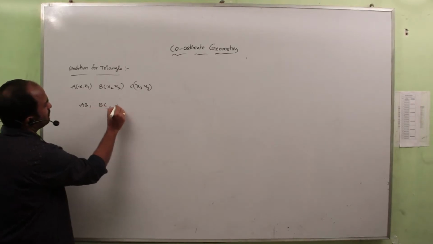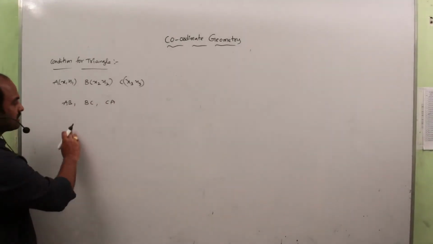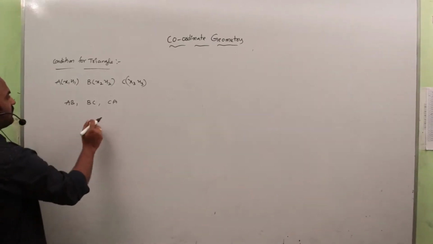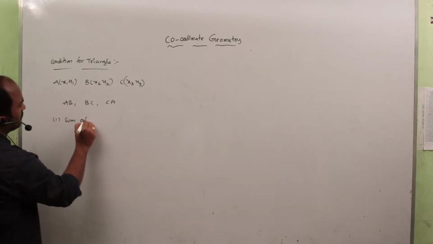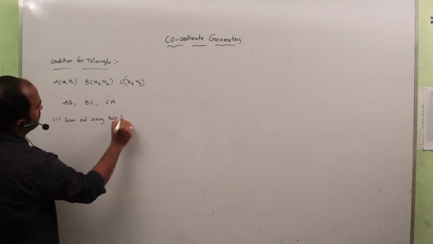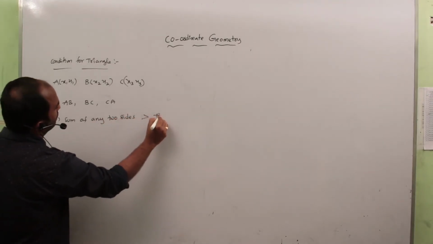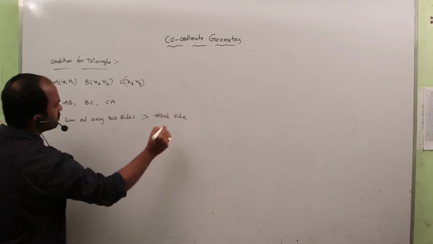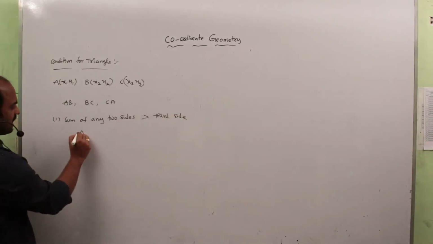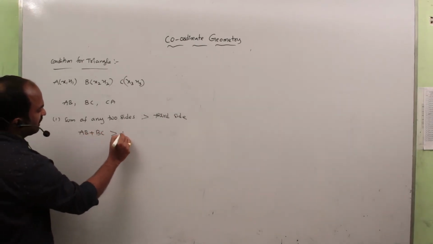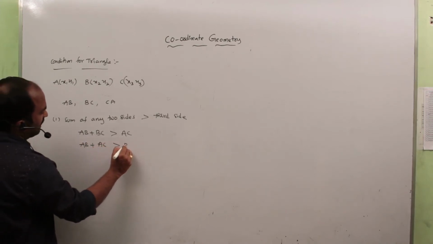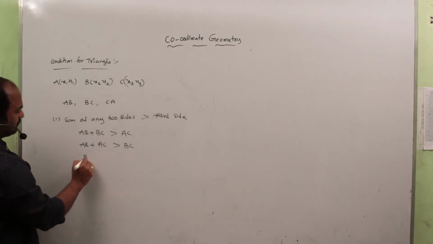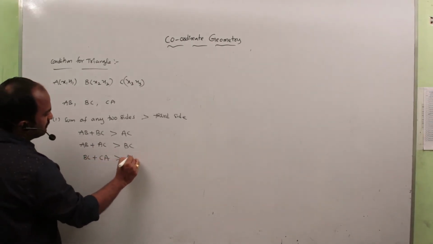First you have to find AB, BC and CA, the lengths of the 3 sides. To verify whether the given points make a triangle or not, the condition is that the sum of any 2 sides is greater than the third side. That means AB plus BC is greater than AC, AB plus AC is greater than BC, and BC plus CA is greater than AB.